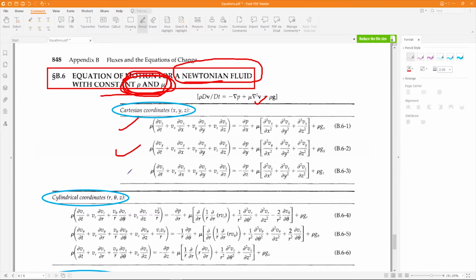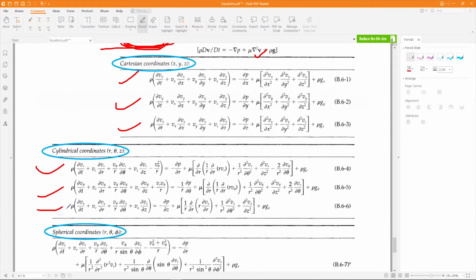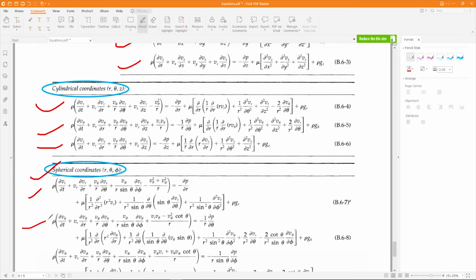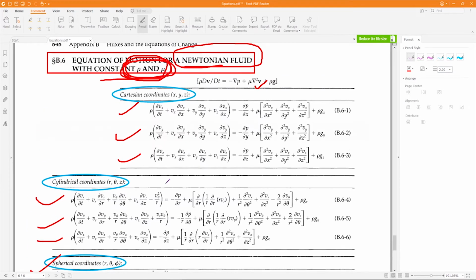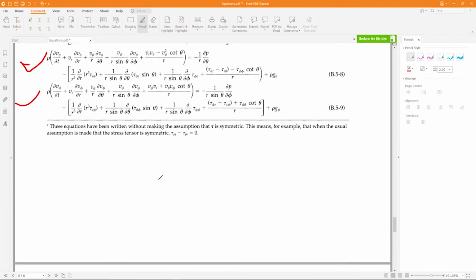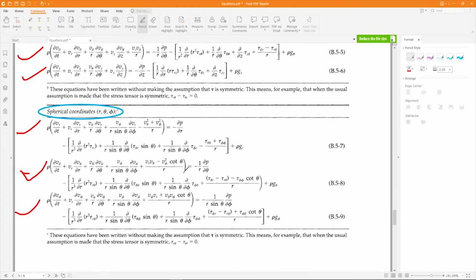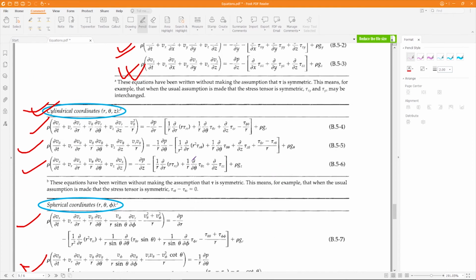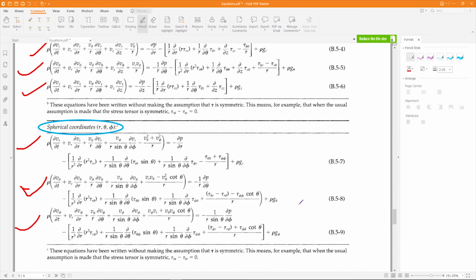This is in rectangular coordinates, this is in cylindrical coordinates for all three components, this is in spherical coordinates for all three components, in three directions. I will show you how to use these equations while solving problems. We'll rework those problems discussed in the momentum shell balance chapter with the help of these equations. You will see how easy it is to solve these problems using these equations. Okay, thank you.